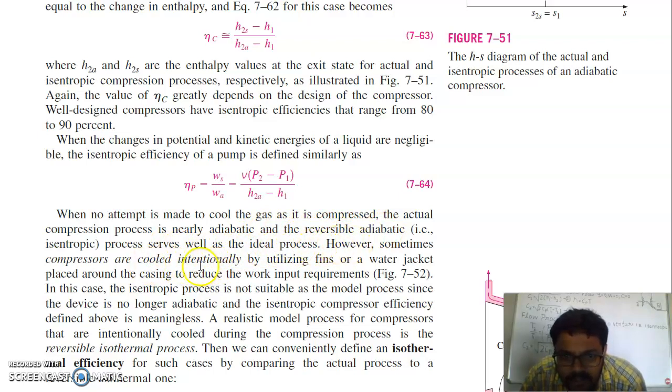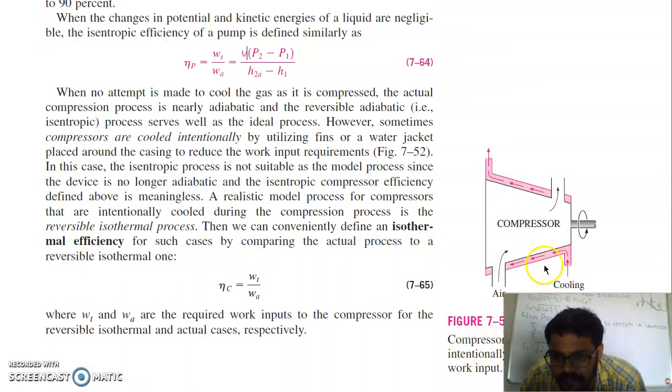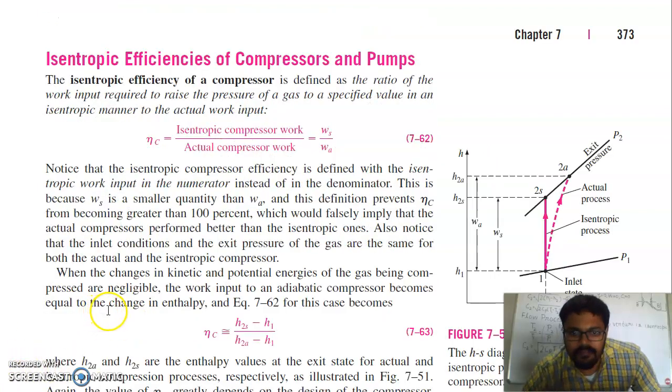However, sometimes compressors are cooled intentionally by utilizing fins or making water jackets. You can see here compressors are cooled with the help of water jackets or fins, so that they can be more closely approximated as an isothermal process. A realistic model process for compressors that are intentionally cooled during the compression process is the reversible isothermal process. Then we can conveniently define an isothermal efficiency for such cases by comparing the actual process to a reversible isothermal process. So this is up to here the isentropic efficiency of compressor and pump.